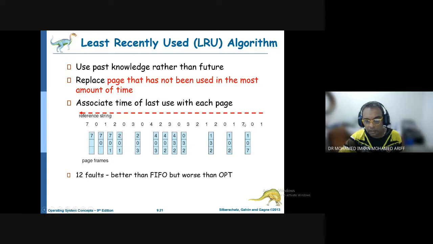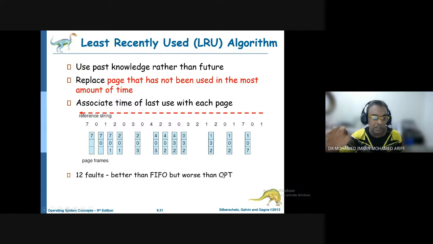7. You want to go behind. 1 tak boleh. 0 tak boleh. 2 boleh. So 2 yang paling jauh kat sini. So it goes into number 2, and 0 and 1 here. So the number of page faults is 1, 2, 3, 4, 5, 6, 7, 8, 9, 10, 11, 12. 12. Better than first in, first out, but worse than optimal.